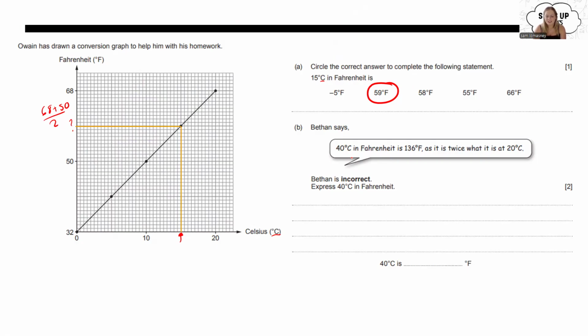So for this question, a few things. It doesn't start at 0. So whenever a conversion graph doesn't start at 0, we can't just double our answer. If it does start at 0, 0, then that's fine, you're okay to do that. But in this case, it starts at 32. So at 0 degrees Celsius, we know it's 32 degrees Fahrenheit. We know at 20 degrees Celsius it's 68.